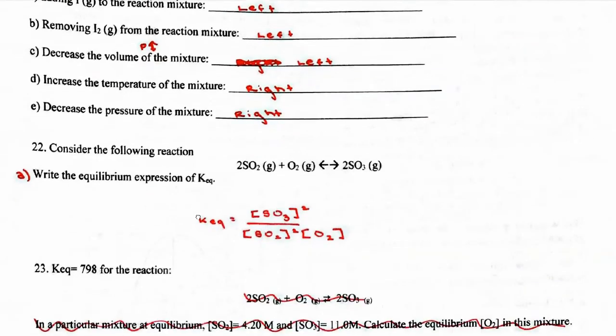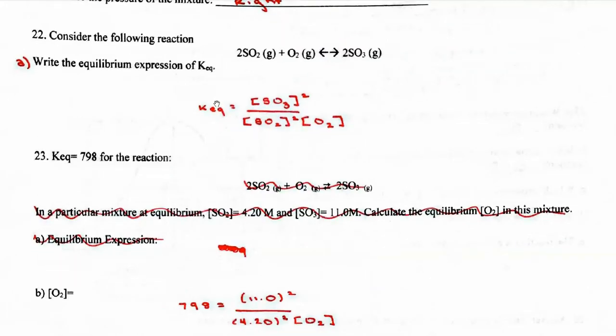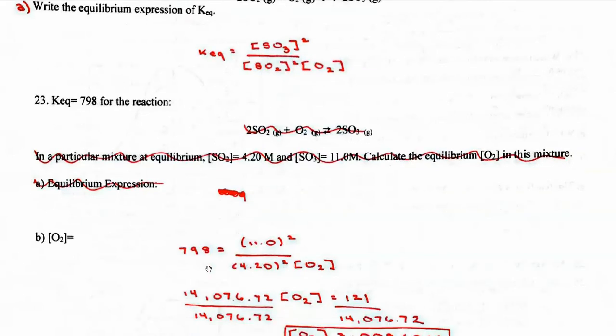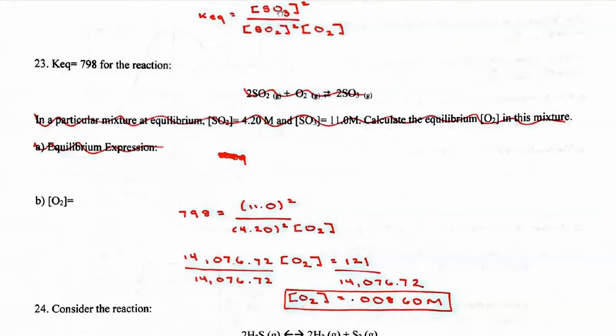Okay. What I'll ask you to do for all equilibrium problems is write out your equilibrium expression first. So it's the concentration of SO3 squared divided by the concentration of SO2 squared times the concentration of O2. Now I give you all the numbers here. Sorry, I crossed them out. They're not crossed out on your page. And you just plug them in. I know the SO3 concentration is 11.0, so I'm going to square that, divided by the concentration of SO2, which is 4.20 squared. I don't know my concentration of O2. You can write this as X, guys. I kind of prefer writing it like this, though, concentration of O2. And then I tell you your K equilibrium is 798.